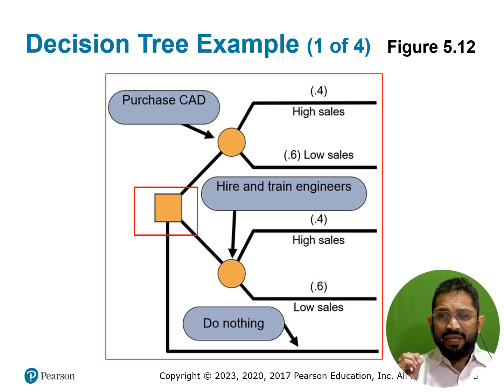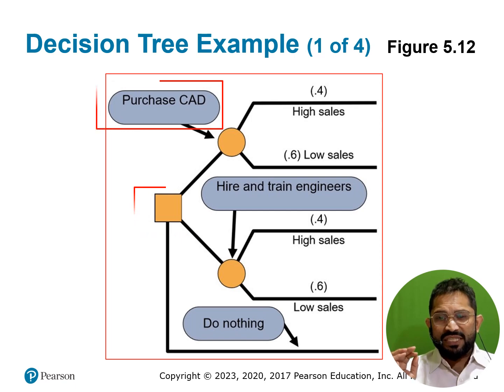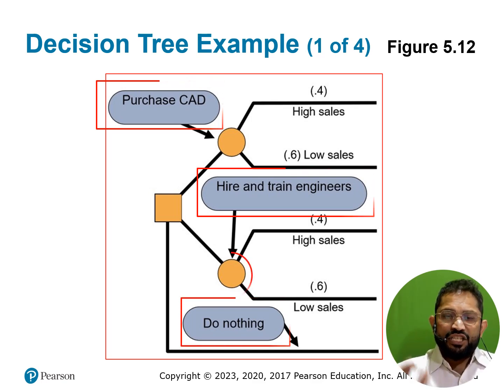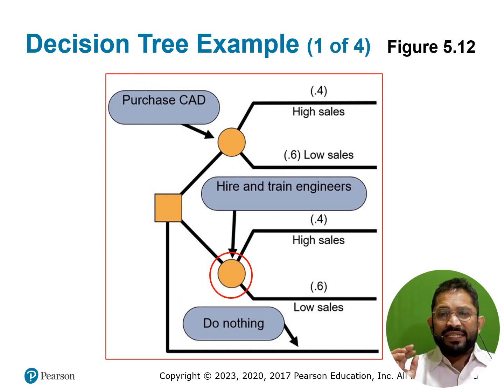In this tree, there are two decision nodes. The first decision node represents the choice to purchase CAD, or computer-aided design, software. The second decision node gives a choice between hire and train engineers and do nothing. Chance nodes, represented by circles. These nodes are where a chance event will occur with certain probabilities.